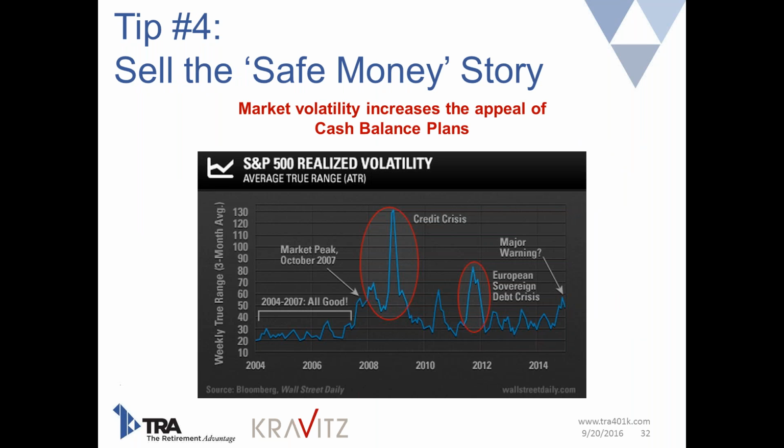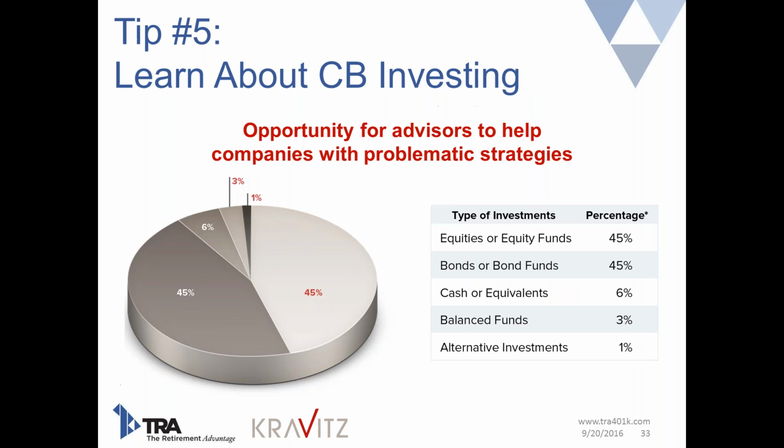Tip number 4, sell the safe money strategy. I'm not going into the nuances of how the interest crediting rate works and how the investments work, but I think most of you know oftentimes the money in the cash balance plan is invested conservatively. And with the stock market being so volatile today, we find that a lot of clients and advisors are open to that conservative investment story.